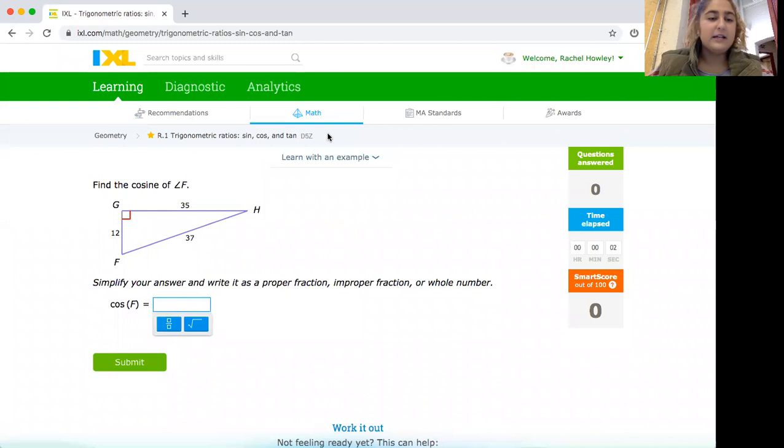So I look at this problem. And when I think of sine, cosine, and tan, I immediately think of SOHCAHTOA, right? This is my little acronym, my mnemonic to remember sine, cosine, and tan and what sides we care about. So for this problem, it's asking me to look at the cosine of angle F. So this right here is angle F. And so when I'm looking for the cosine, cosine says adjacent and hypotenuse.